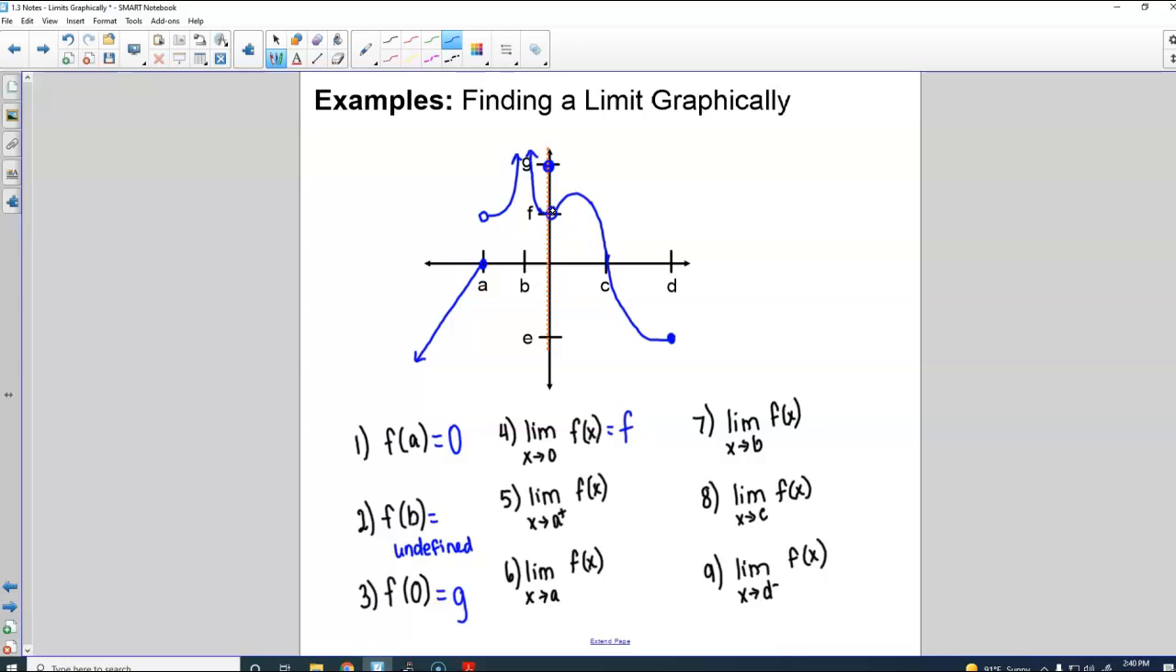Plus means right. From the right. Yes. So if it says from the right, you're starting over here on the right and you're going towards the negative. Okay. So let's see, Daniel. Number 5. Limit as x approaches a from the right. Number 5.